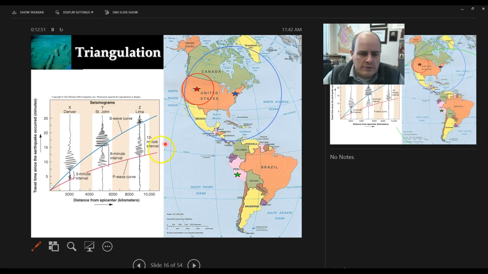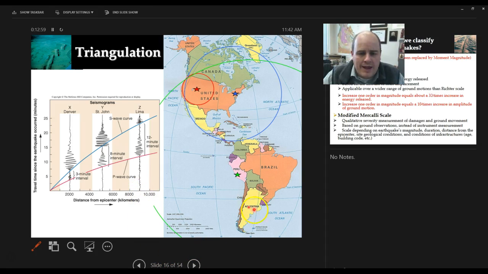And so we go to Lima, Peru, and we have a seismogram that has a 12-minute interval now, and that one corresponds to about 9,000 kilometers. And with that, we can go back and pinpoint where the earthquake was. If we get more and more of these, we can pinpoint it to a smaller location until we know exactly where the earthquake was. So we use what we call triangulation to figure out where earthquakes were in the past, because we don't have seismometers everywhere in the world. We only have them in certain places, and so we use that to figure out where those earthquakes are.